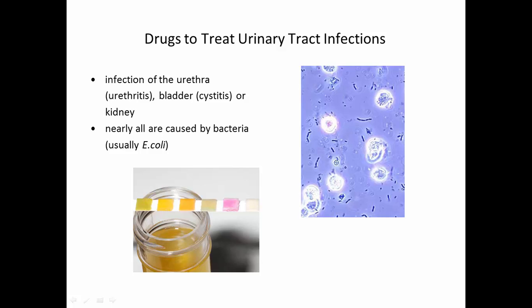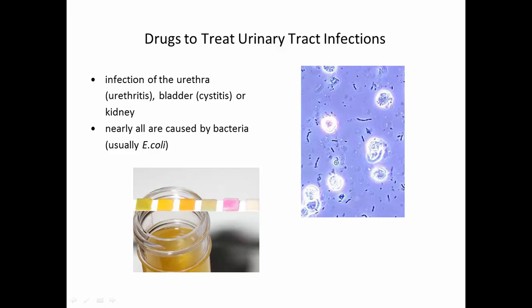So this is a urine sample that's been put underneath a microscope. And if you remember, urine is sterile, so there should not be any bacteria, but we can see E. coli bacteria in this urine sample. And we can also see white blood cells, which are there, of course, to get rid of the bacteria. So normally we wouldn't see white blood cells there either.